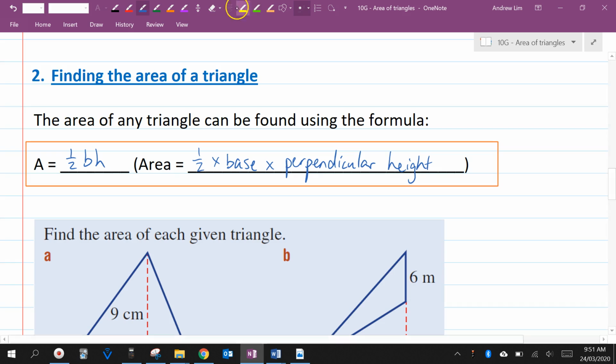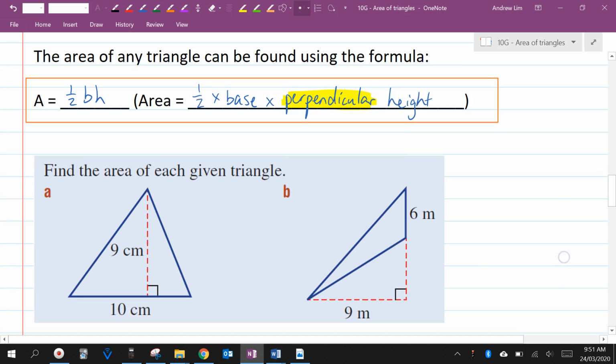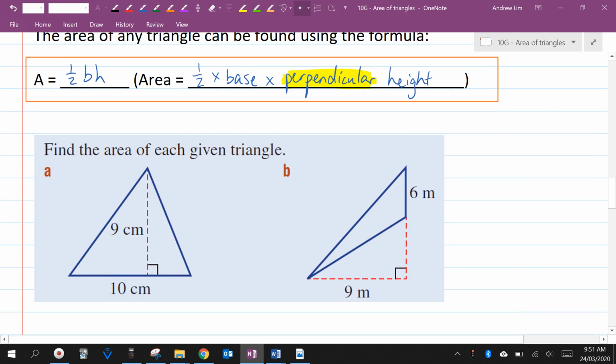So that word perpendicular, it just means the height at a right angle. So it needs to form a right angle. So let's have a look at these two examples.